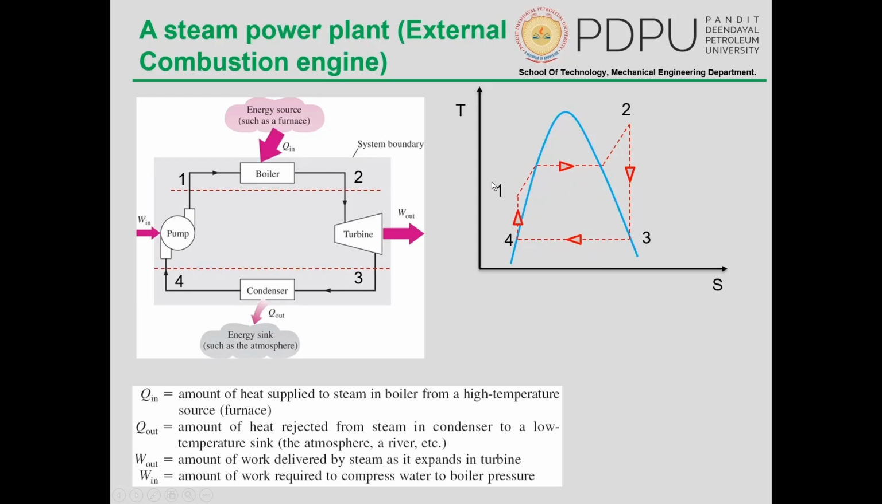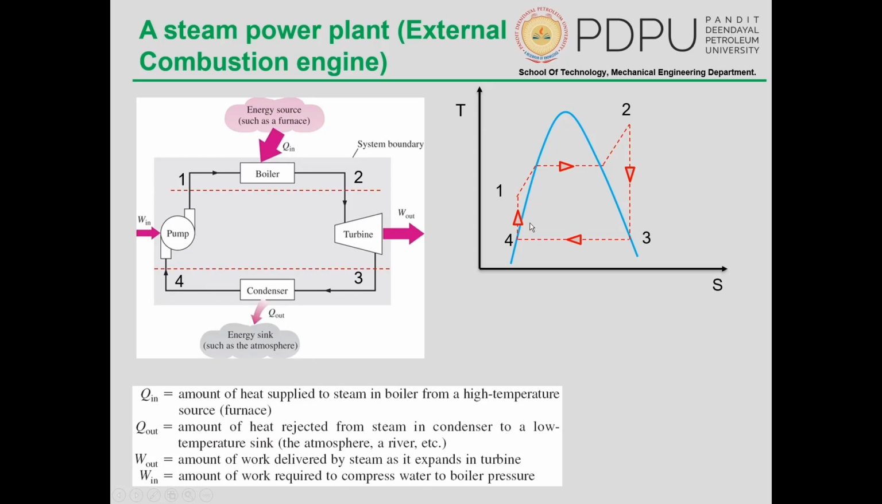So if I want to see the change in internal energy, from 1 to 2 obviously there will be a change, 2 to 3 obviously there will be a change, likewise 3 to 4 and 4 to 1 there will be an obvious change. But if we consider the entire cycle, then the internal energy change is 0. So for any given cycle, the internal energy change is 0.